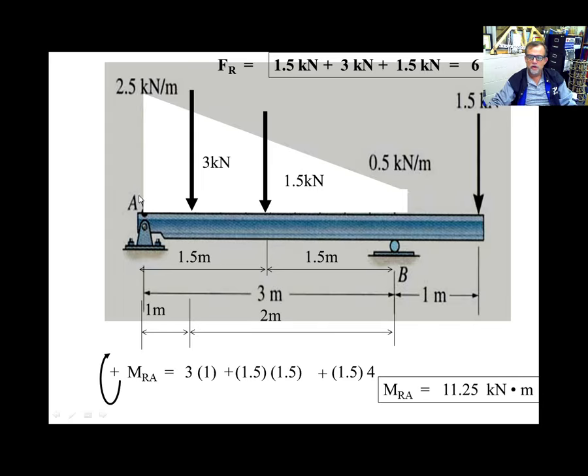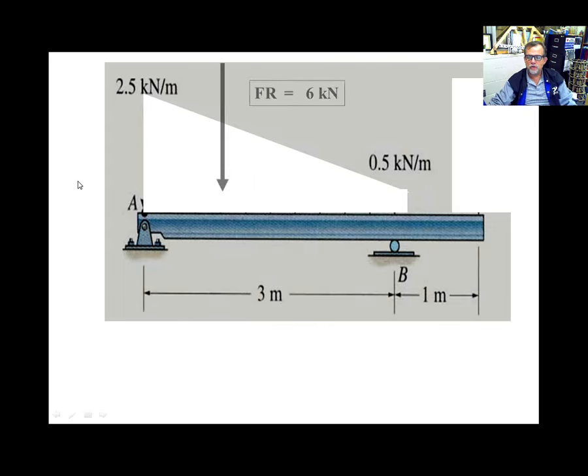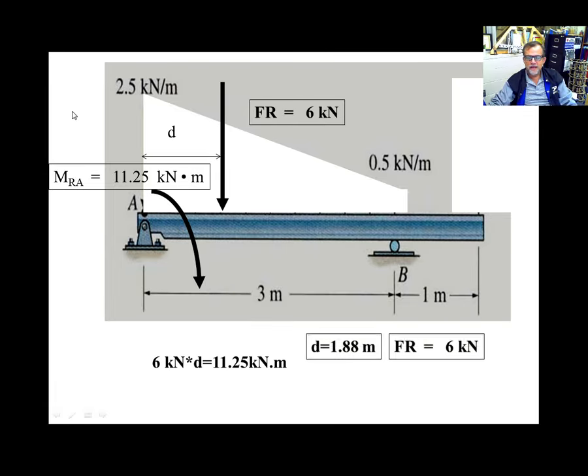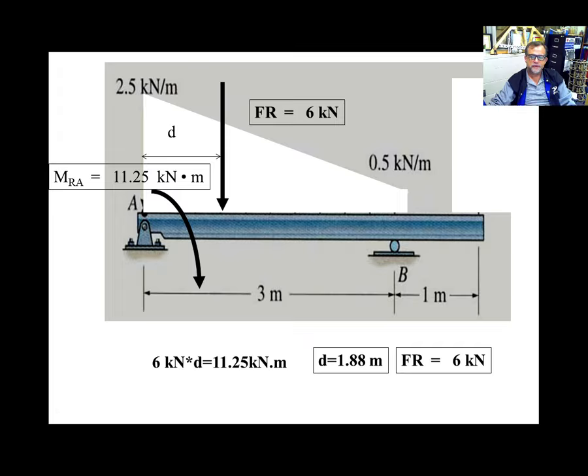I want just one force acting somewhere there that produces the same effect. Well, it's the same thing. What do you do? You place the force somewhere else. Where is that somewhere else? That distance, we call it D. And then we say that that moment has to be equal to the resultant force, which is 6 times D. And we solve for D. Same problem that we did before.